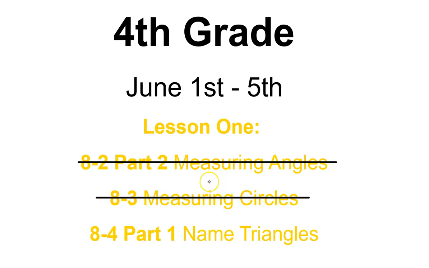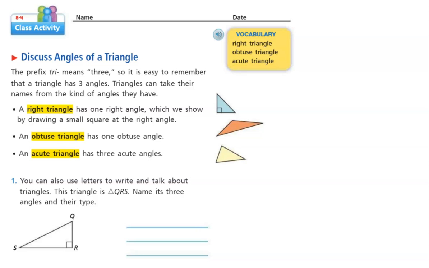8-3 is about measuring circles, which is no longer a fourth grade standard. Nothing you'll need to worry about in fourth grade anymore, but triangles is a big one. So I'm going to go ahead and get started on here. So if you'll make sure that you're in your 8-4 SAB, that would be really cool.